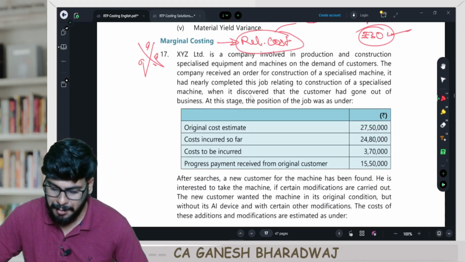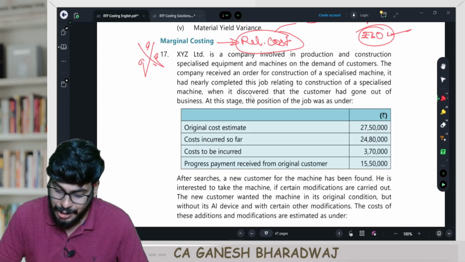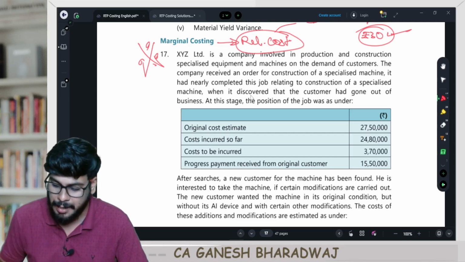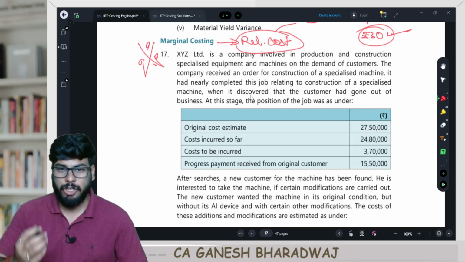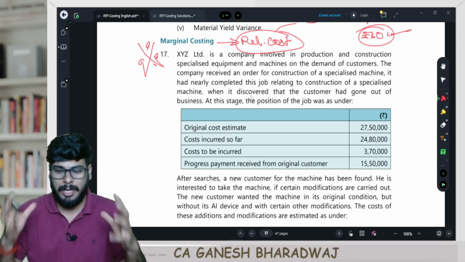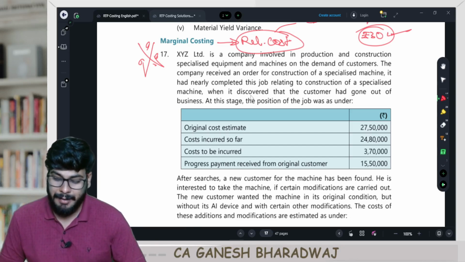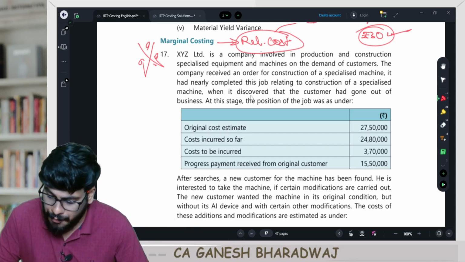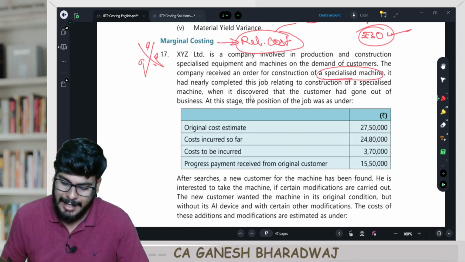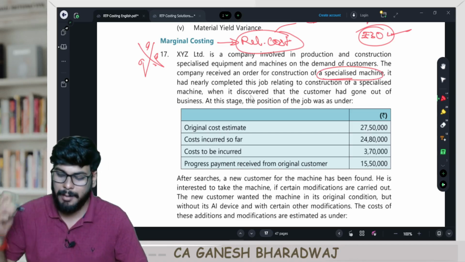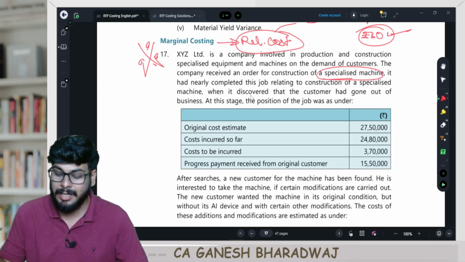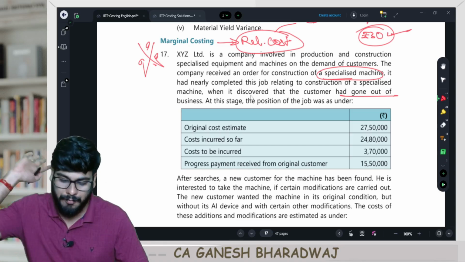XYZ Limited is a company involved in production and construction of specialized equipments and machines on demand of customers. So a customer comes to them and asks them to build a machine for them. Accordingly, they build. Clear with this? The company received an order for construction of a specialized machine, and it had nearly completed this job when it discovered that the customer had gone out of business.